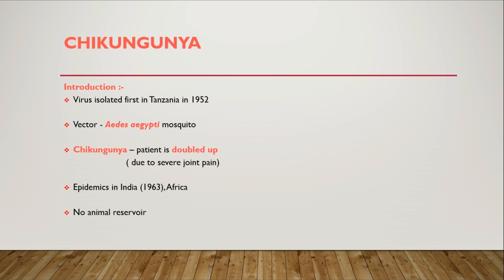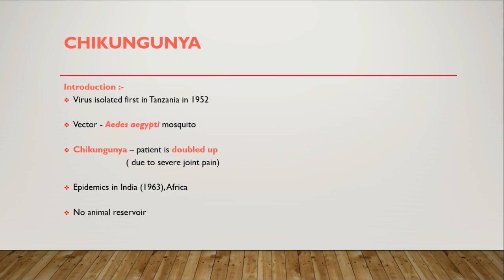The patient will have severe joint pain or arthralgia, which is associated with chikungunya along with high fever. It came to India in different forms, like epidemics in 1963, and even these days as well. There are some localized epidemics across the country. It's commonly seen in tropical countries, including India.